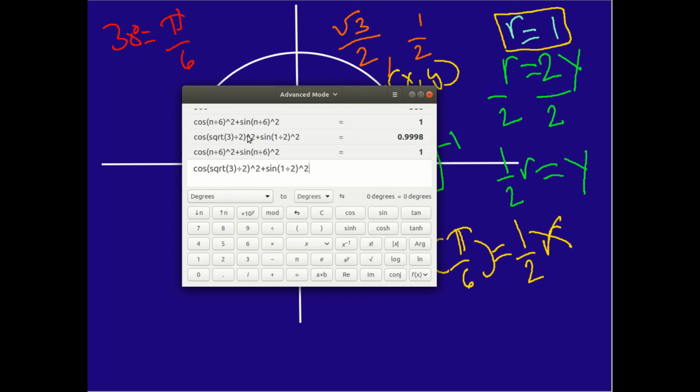Now for the second one right here, this is where I put in the actual xy coordinates. So in this one I have square root of 3 divided by 2 raised to the second power plus 1 divided by 2 raised to the second power. And you can see when I put this in, I almost get 1. There's a little bit of rounding here, but it's 0.9998477. Very close to 1. Essentially the same thing. And so you can see here that we were able to get our answer using either pi over 6 or using the square root of 3 over 2 and 1/2. And so we are confident that we found the right answer.